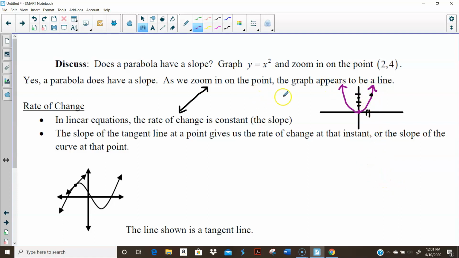It's just that the slope is always changing. The rate is always changing. And so if we come down here and look at rate of change, in linear equations, the rate of change is constant. It's the slope. If I were to take a curve, so here's a curve, and I wanted to know the slope at this exact point right here, I could draw a tangent line to that point, and if I know the slope of that tangent line, then I will know the slope at that exact point on the curve.